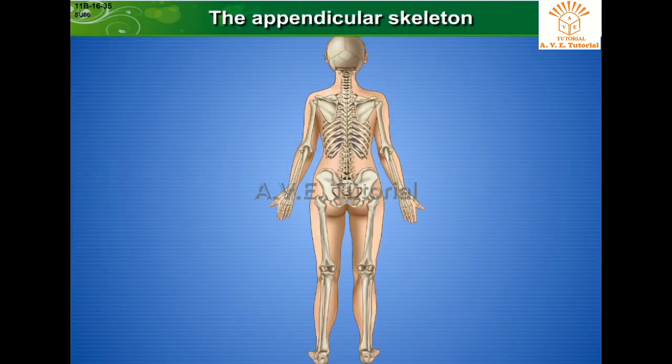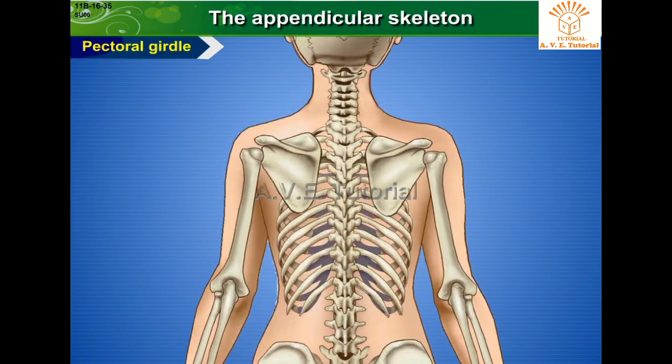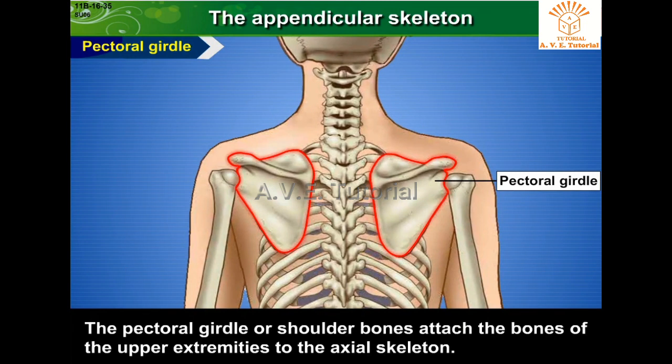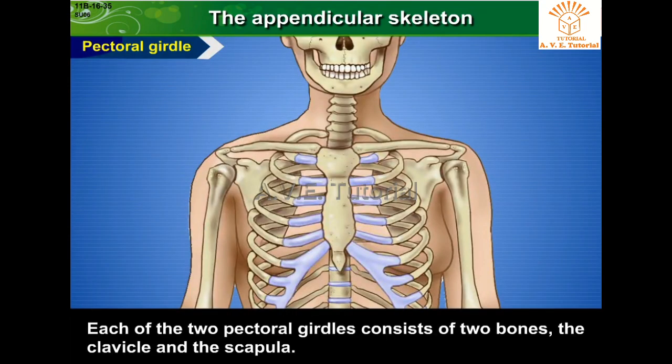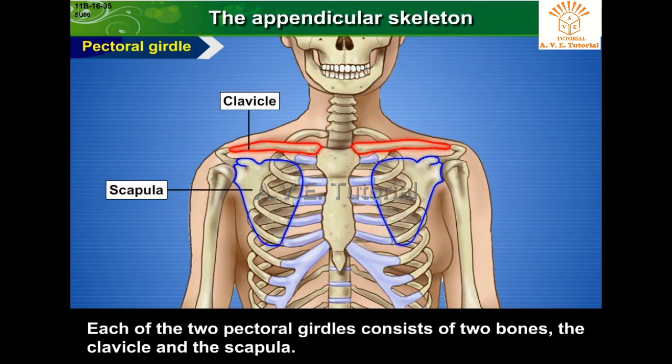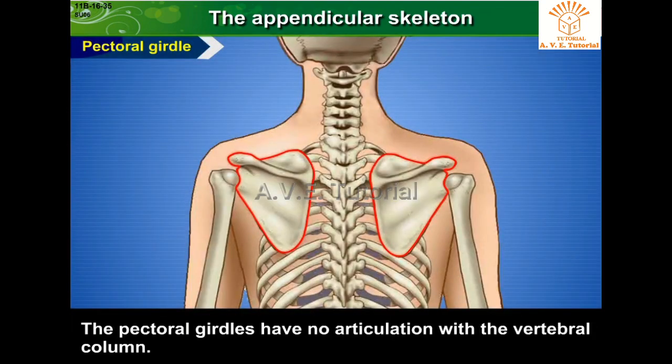The appendicular skeleton. Pectoral girdle. The pectoral girdle or shoulder bones attach the bones of the upper extremities to the axial skeleton. Each of the 2 pectoral girdles consists of 2 bones, the clavicle and the scapula. The pectoral girdles have no articulation with the vertebral column.